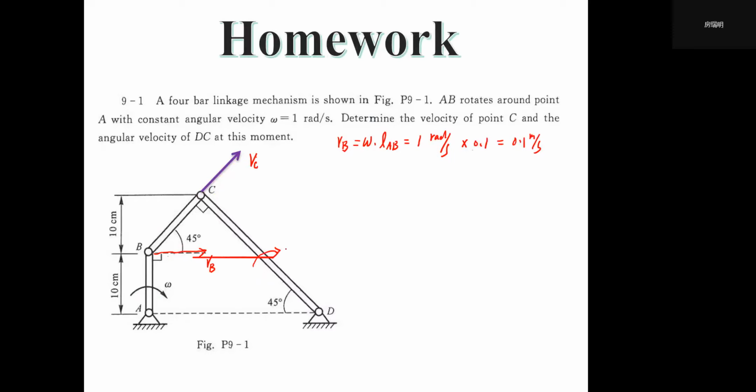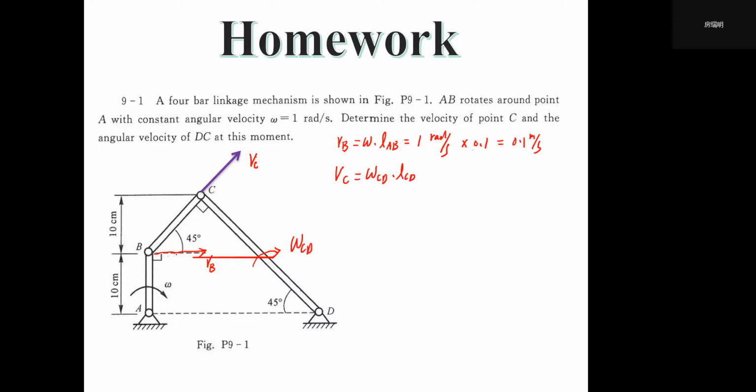So this will be omega CD, which is the angular velocity of DC at this point. VC should equal omega CD times LCD. Right now, we don't know the magnitude of omega CD, and we also don't know the length of LCD. So we should calculate this one and this one respectively, right?